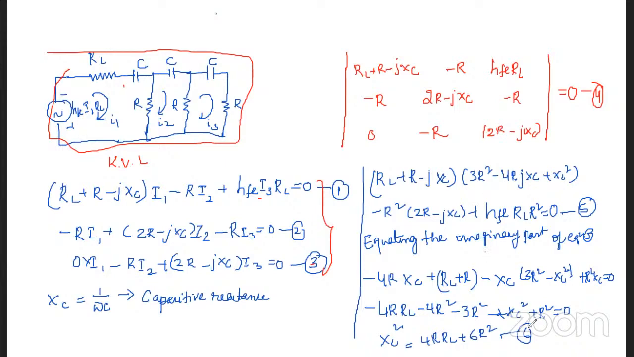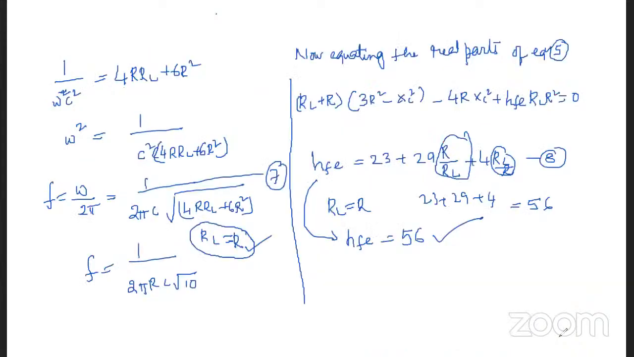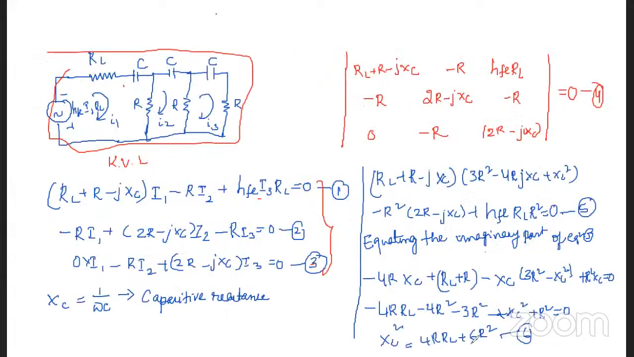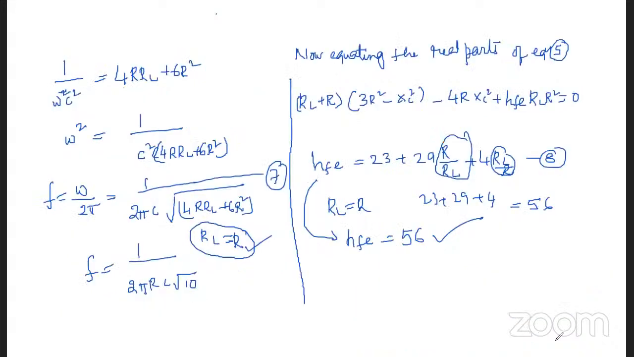Then after solving this, we have got x square equal to 4R RL plus R square 6, that is, x square. Then we have written x square as 1 by omega square C square, which gives us this. So omega square is equal to this value which we have got. Now omega is nothing but 2 pi f. Therefore, the frequency of oscillations f is equal to omega by 2 pi, so that we have got this equation 7 here.